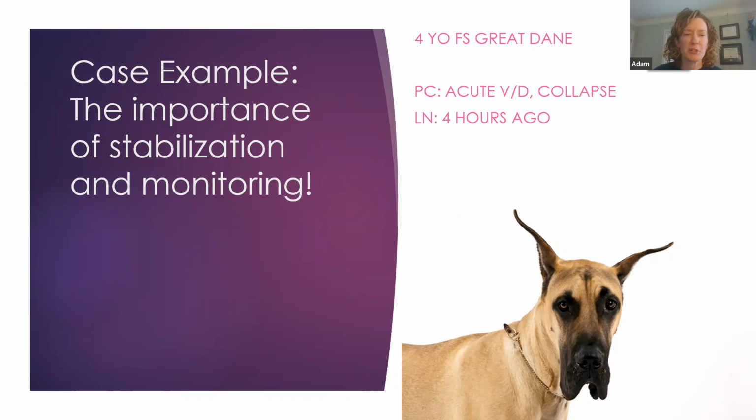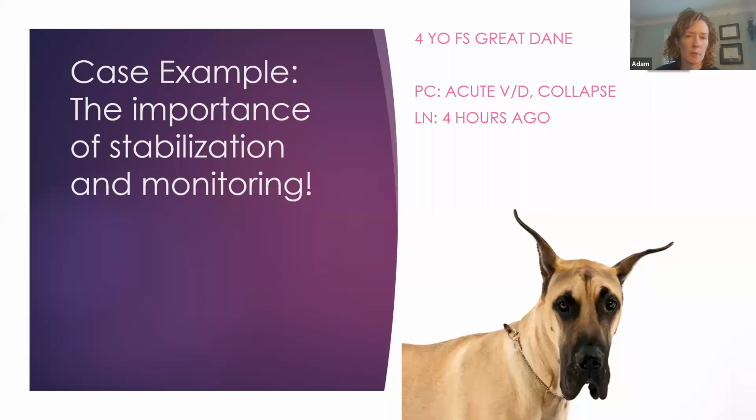Okay, so briefly, we're just going to talk about this case, and then we can talk about any more questions. I know you think you know what this is going to be, but it's not. So just keep your feelers open. This is a case that we saw when I worked in the ICU at Penn. It was a 4-year-old spayed female Great Dane. Her name was Pippa.